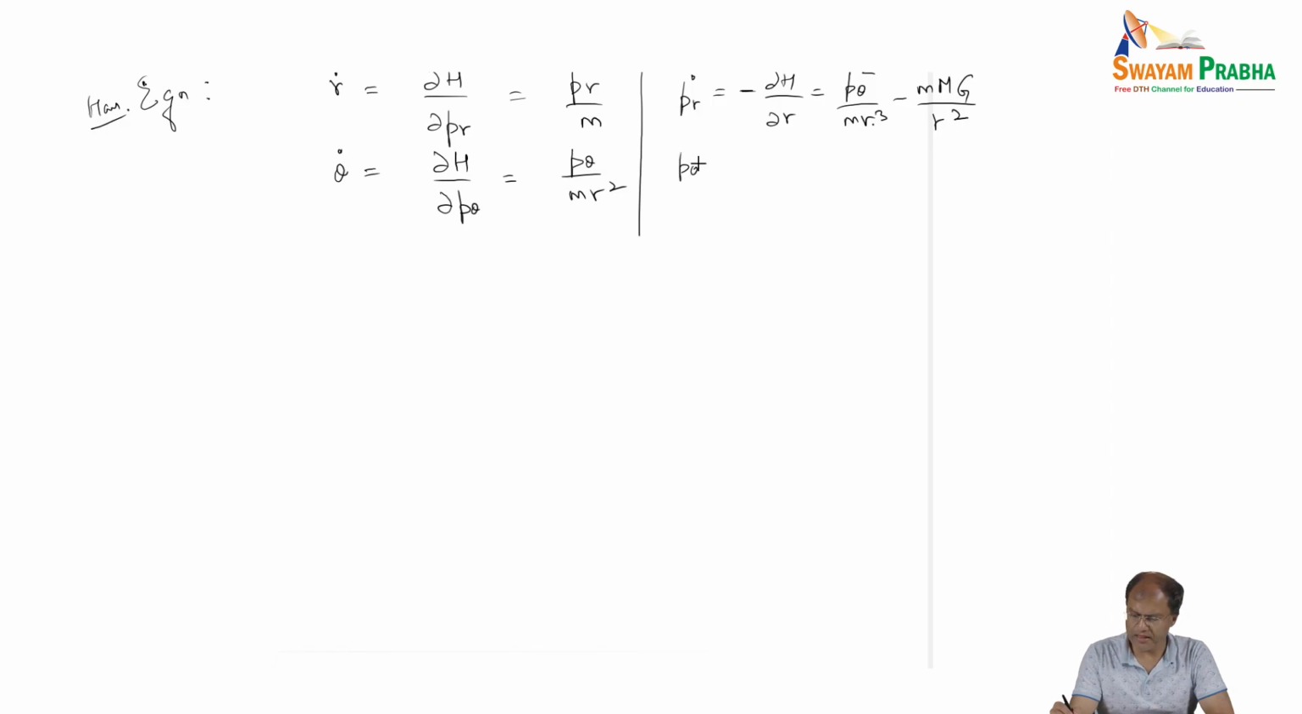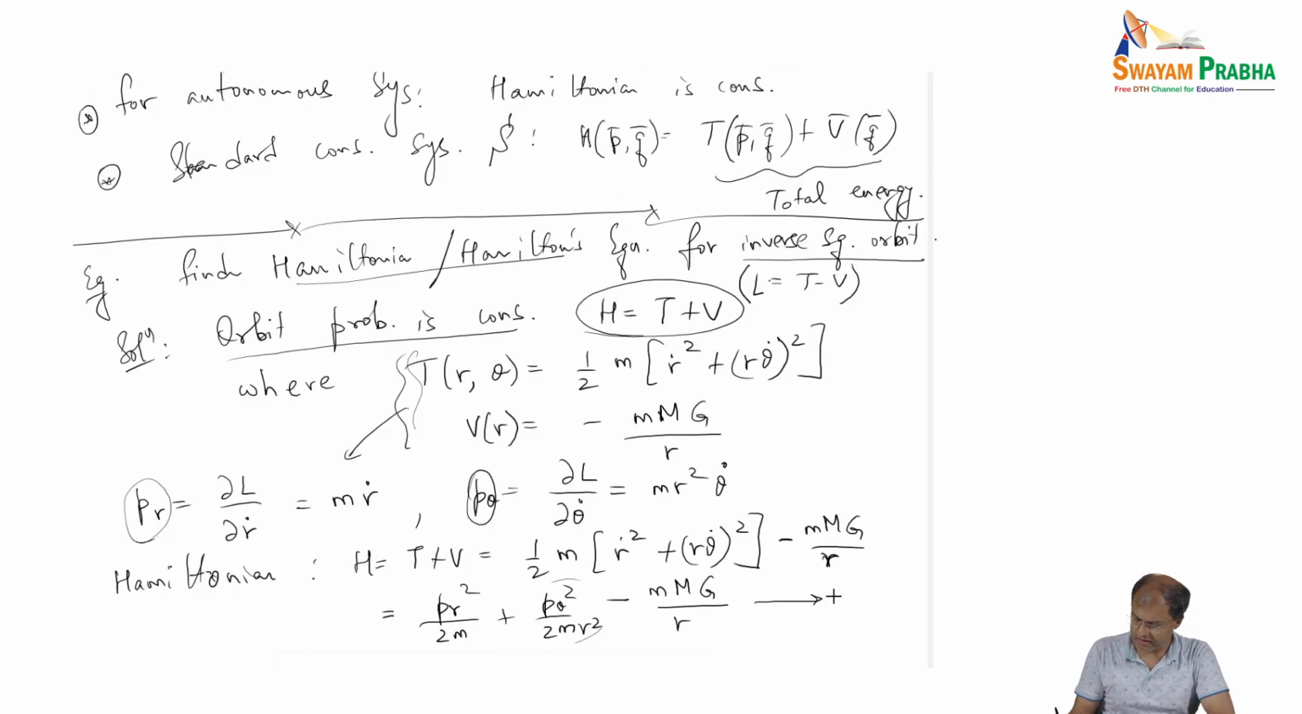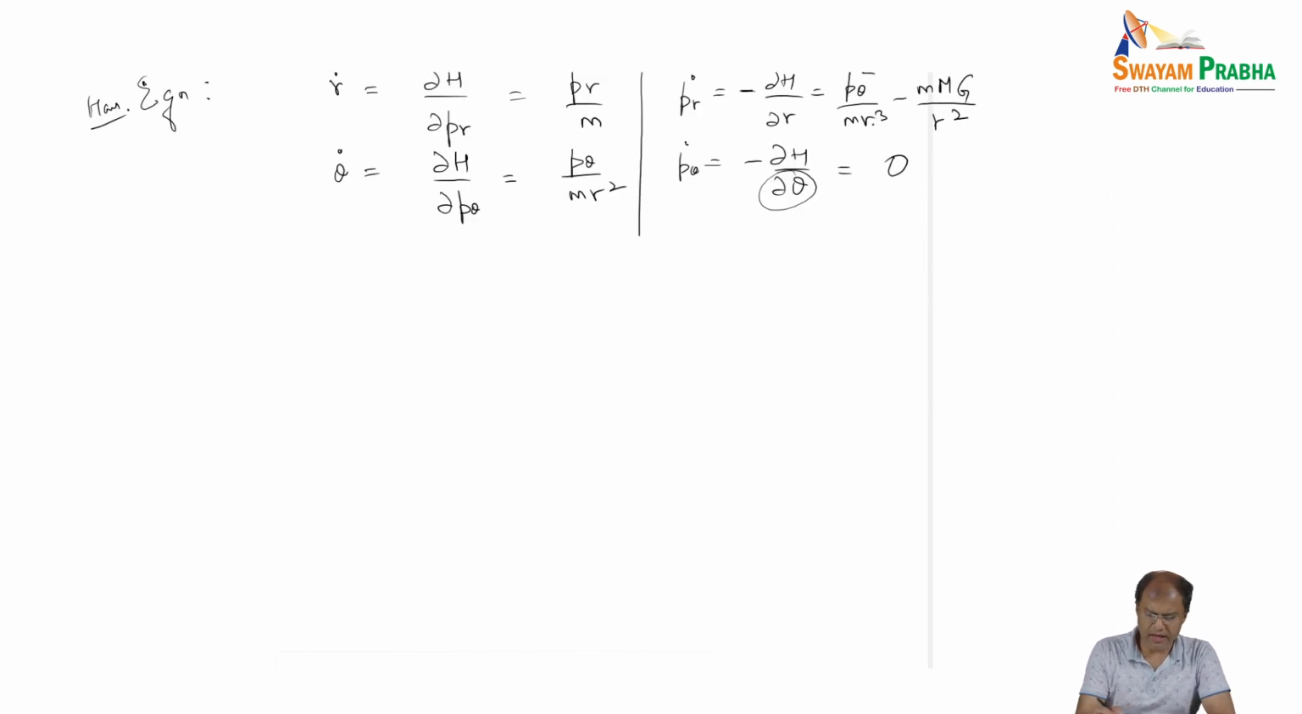And we have p theta dot is given by minus partial h partial theta, again using the Legendre transform, and we do not explicitly have theta in our variables, so this is going to be 0. We can see that in this equation here: r is appearing, but theta is not appearing explicitly. So these are my set of four equations.